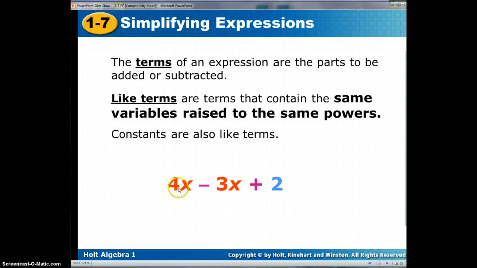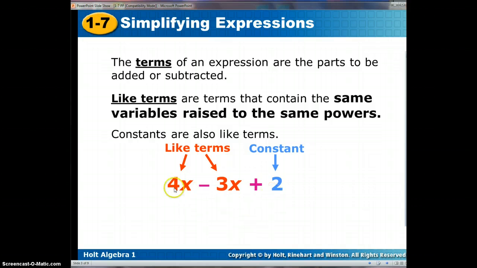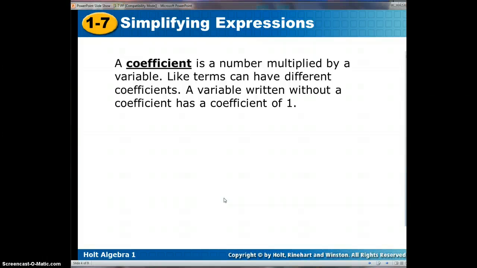So in this example, the 4x to the first and the 3x to the first. These two terms both have an x to the first power. They are like terms. This 2 does not have an x with it. We call this a constant because it does not have a variable. It is not a like term with these two, but we can combine these two together. How do you combine them? You combine their coefficients. The coefficients are the numbers in front. The 4 and the 3 are coefficients. You can combine them together. Like I said, 2 is a constant. If you combine these, 4 minus 3 is 1x, so we would have a 1x minus 2.